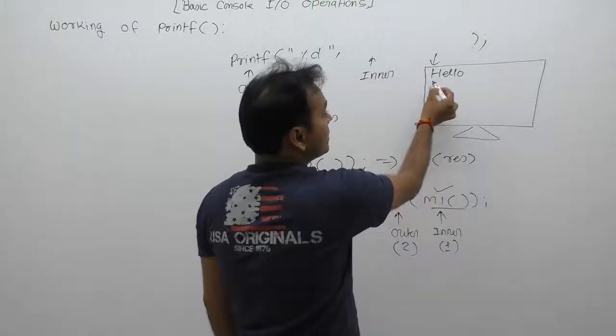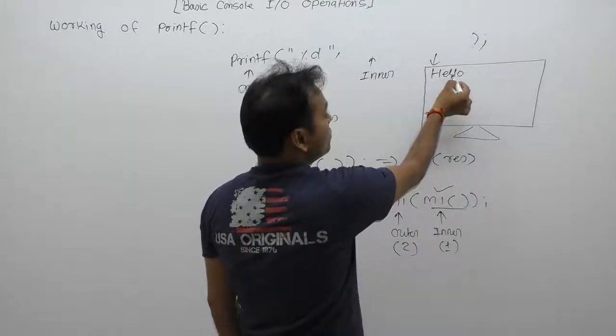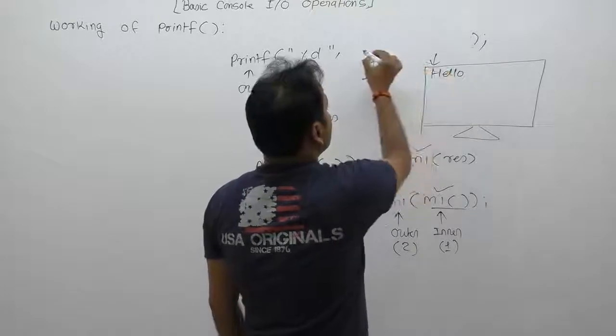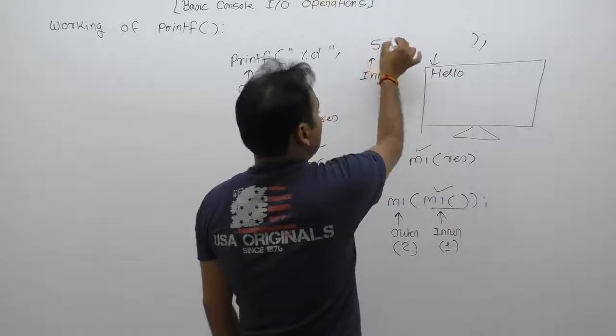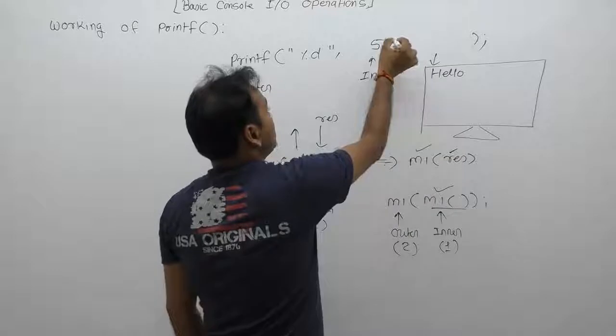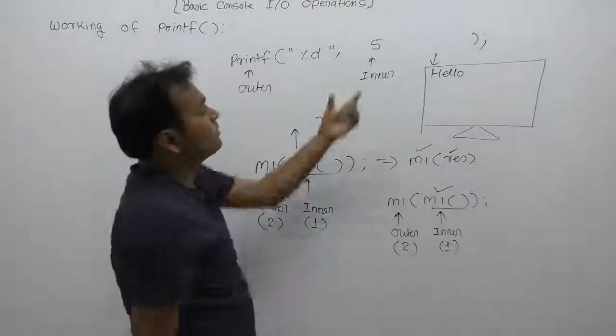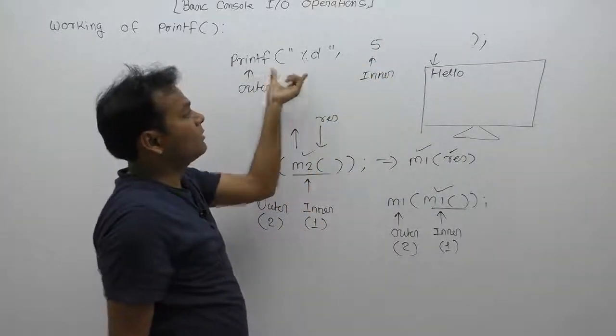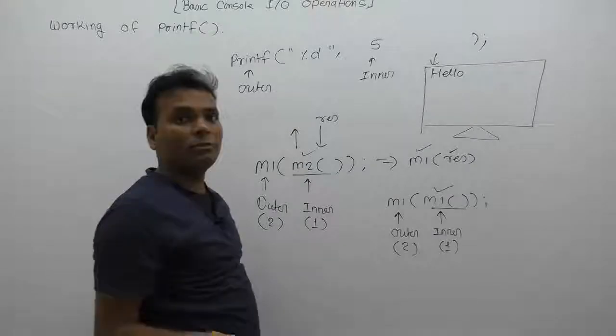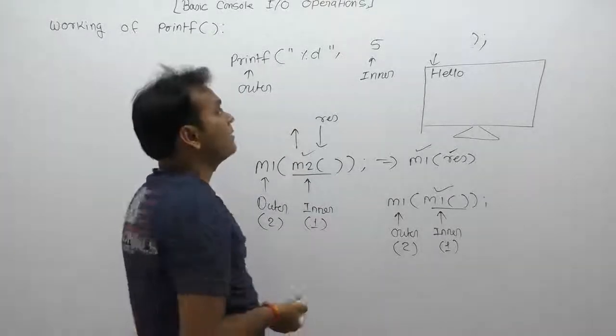How many symbols are printed here? 1, 2, 3, 4, 5. Therefore, it will return 5 as a result. Next, 5 becomes the input to the outer function calling. Again, the same steps will be followed for the outer printf.